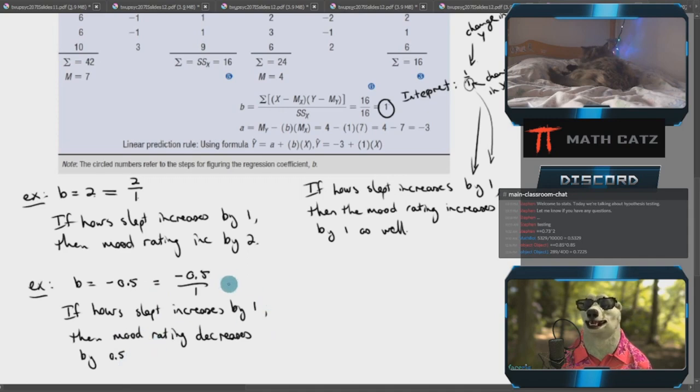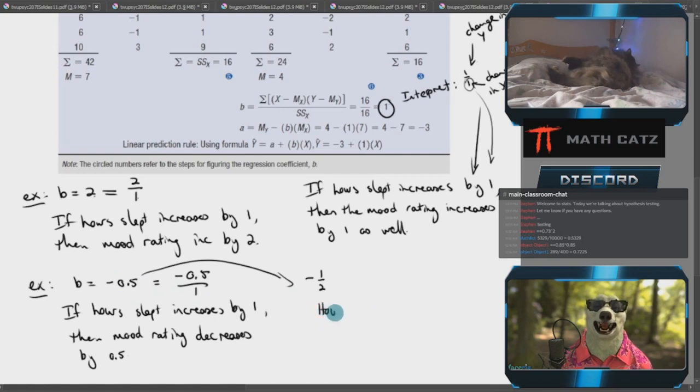So if I increase my hours slept, according to this, my mood goes down by 1/2. I could also write this as -1/2 because it's 1/2. And then I could say, I'm just going to say it briefly here, hours slept increases by 2, I'm always going to put the negative with the top one to make the interpretation easy.